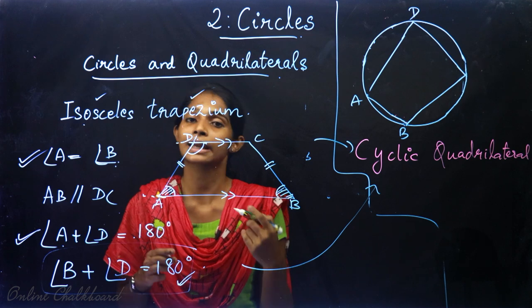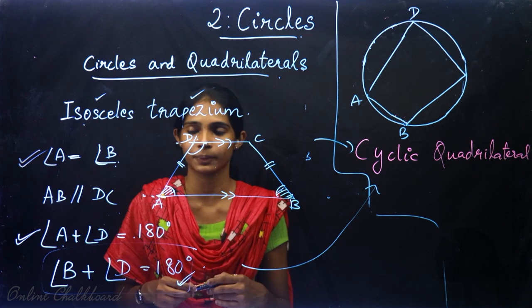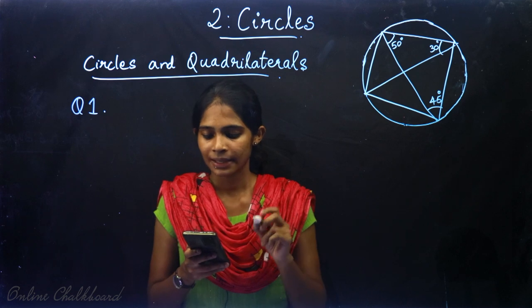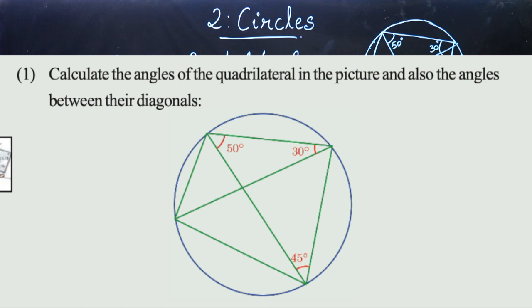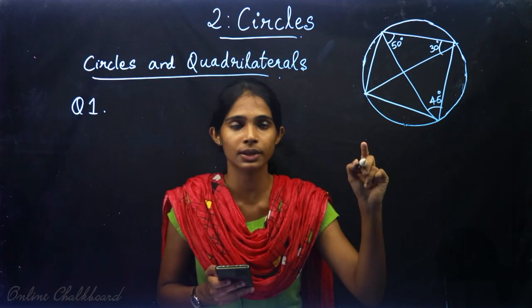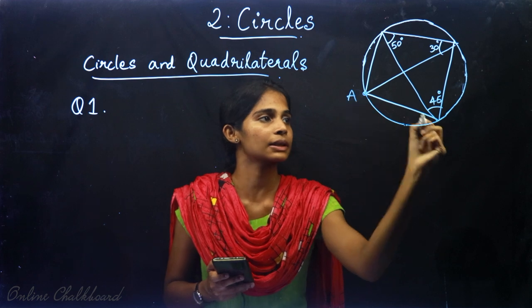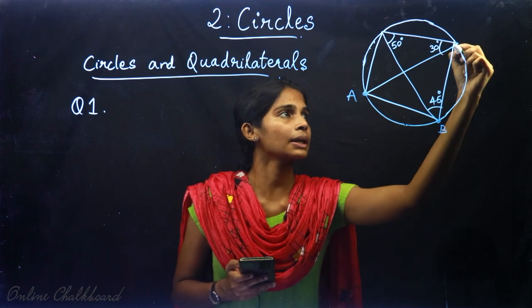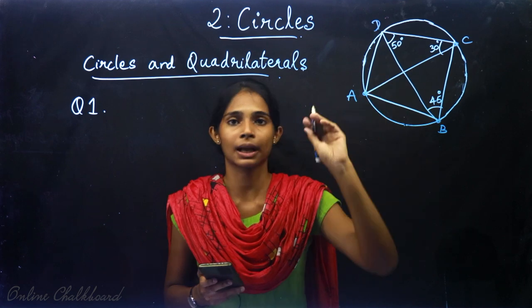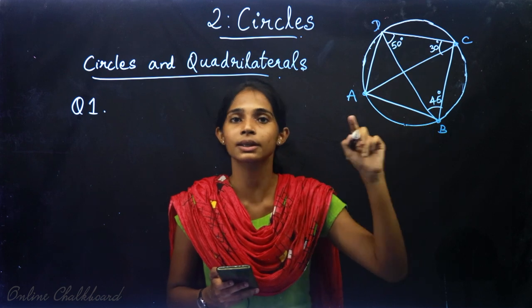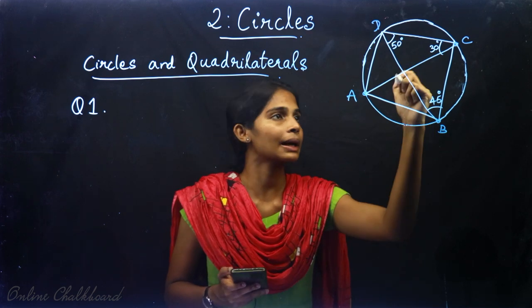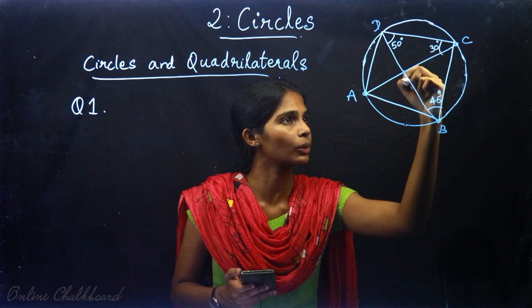Now, we have to look at cyclic quadrilaterals in the exercise questions. Question number 1. Calculate the angles of the quadrilateral in the picture and also the angles between their diagonals. We have a circle and a quadrilateral whose four vertices are on the circle. Name the 4 vertices A, B, C, D. AC and BD are the two diagonals of this quadrilateral. Name the point where the diagonals cut as E.